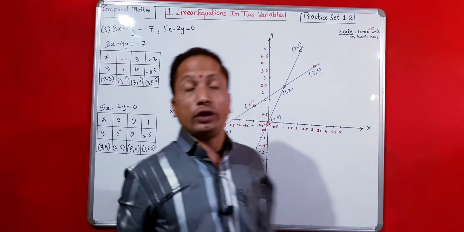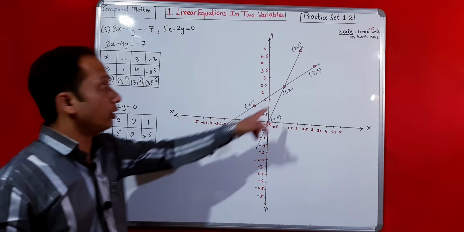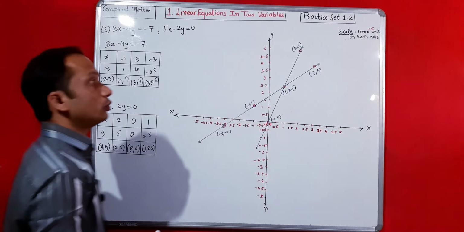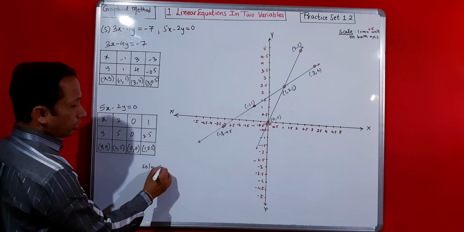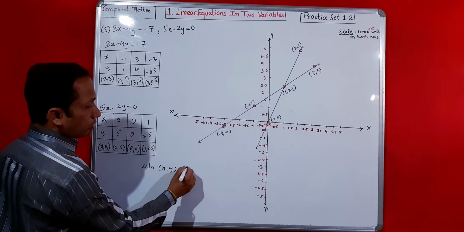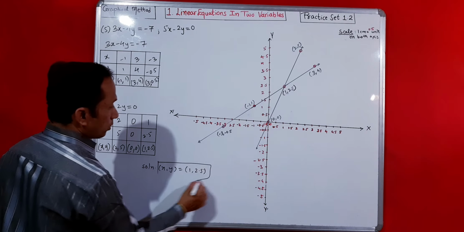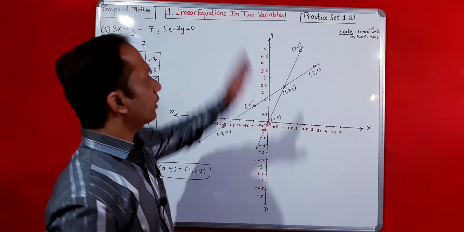Okay, so if we draw the graph, we'll get this type of graph for question number 5. And this is the point where these two lines have intersected, 1 and 2.5. So the solution will be x comma y, 1 comma 2.5. So this is the solution. In this way we have to solve this. It is very easy. Just draw the proper graph and proper lines.